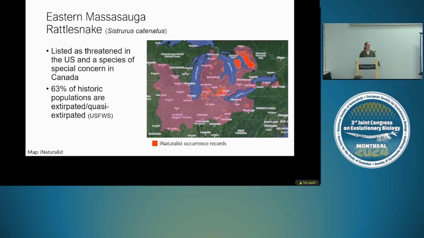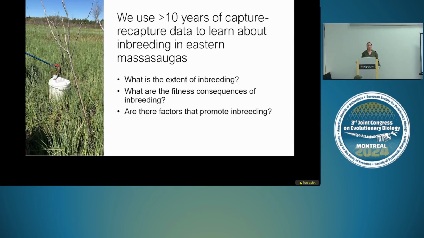Eastern Massasaugas are currently listed as threatened or endangered everywhere they exist in the United States and Canada, and it's estimated that 63% of their historic populations are extirpated or are kind of on the way to being extirpated. So here we're using over 10 years of capture-recapture data to learn more about the extent of inbreeding in 2 different populations of Massasaugas, if there are fitness consequences, and also what factors might promote inbreeding within these populations.